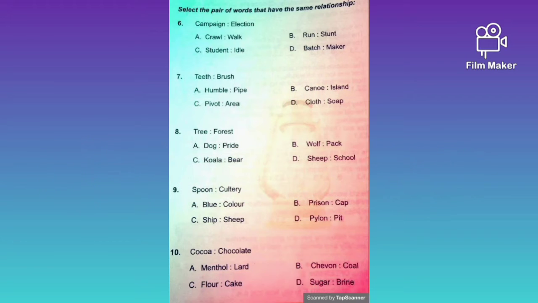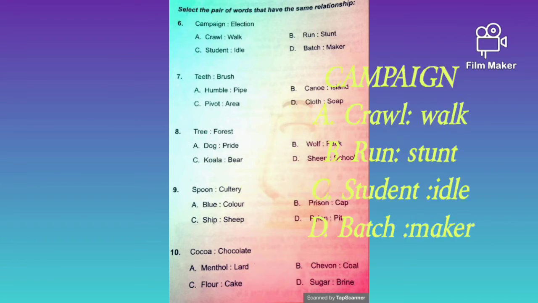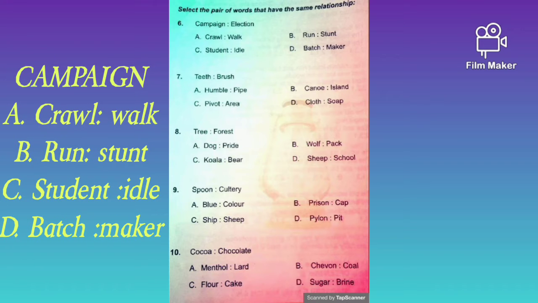The instruction says, select the pair of words that have the same relationship. So we are going to be pairing words that are related. Now we have an example, campaign, election. Without campaign, there will be no election. Do you understand? So you do campaign before your election. So let's see our options. We have crawl, work. Are they related? You crawl before you walk, right? That makes sense.